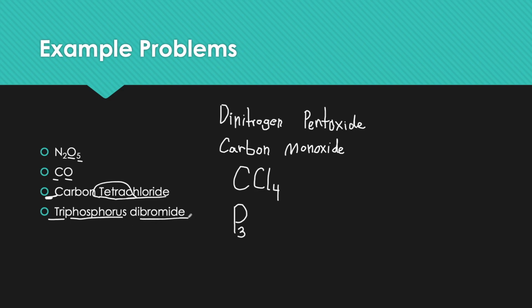So bromide, that's coming from the element bromine, which has the symbol Br. And the prefix is di. Di is the prefix for 2, so I'm going to put a subscript 2. So triphosphorus dibromide is P3Br2.